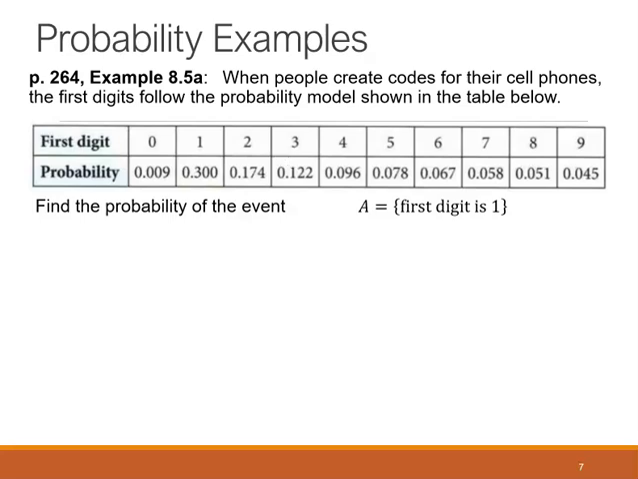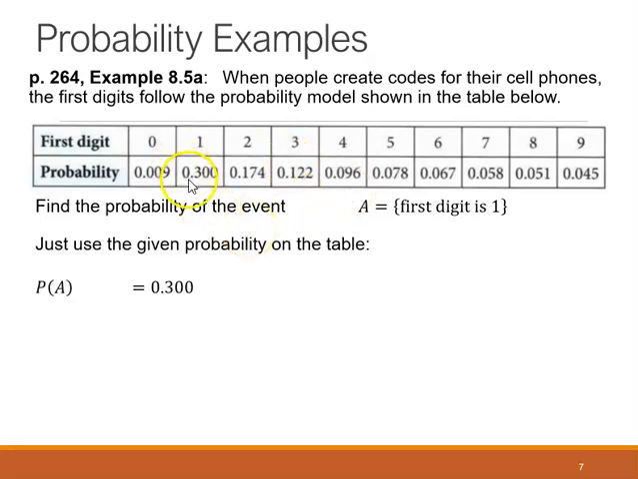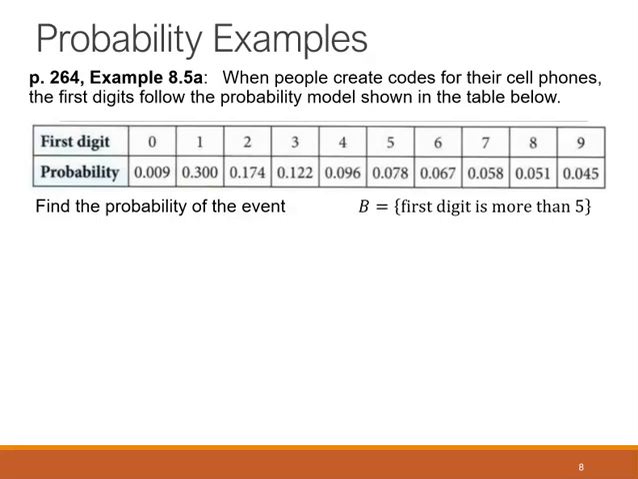Find the probability of the event A: the first digit is 1. What's P of A going to be? Just 0.3 or 30%. Either is an appropriate way of representing that, or even 3 out of 10 if you wanted to. So it's just the value from the table. Everybody's okay there? Okay.